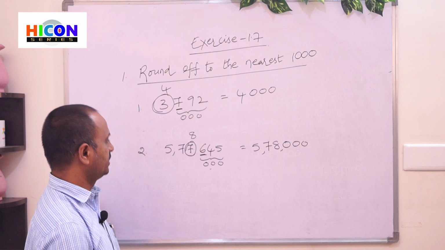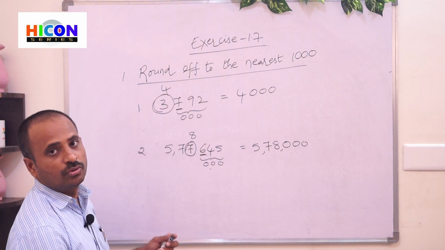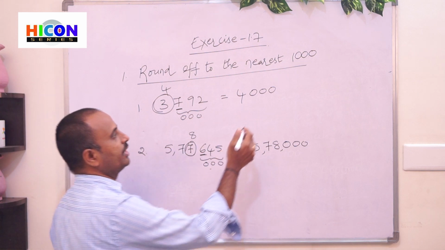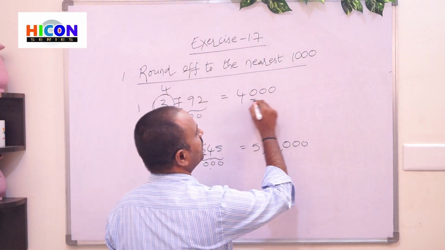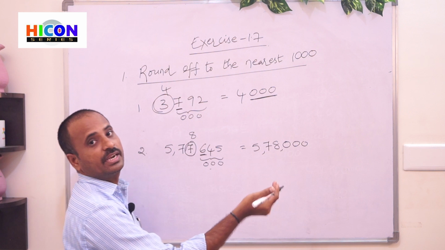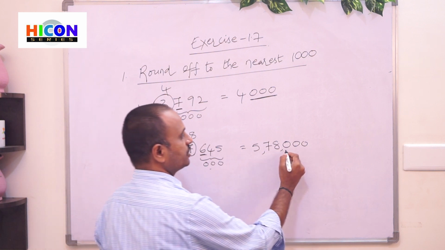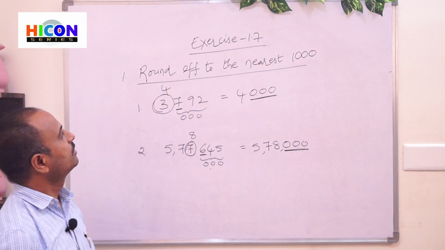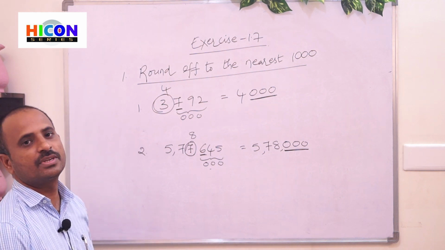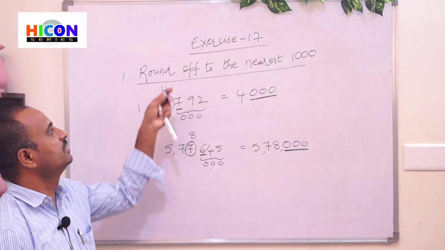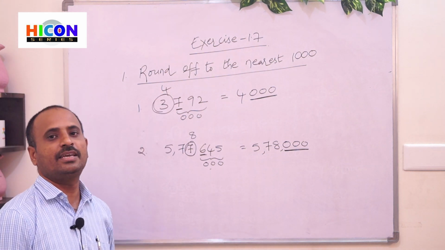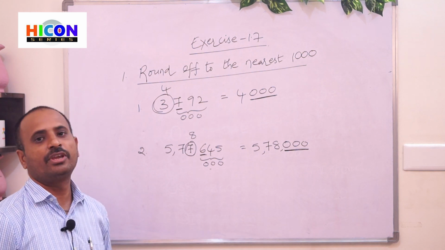5,78,000. So children, this is the way to round the given numbers to the nearest thousands. If any number is rounded to 1,000, then the answer contains 3 zeros at its end. So here also, 3 zeros at its end. These are the problems on rounding of numbers, and there are some more problems in this exercise. Practice the remaining problems in this exercise in the PDF you have been given.